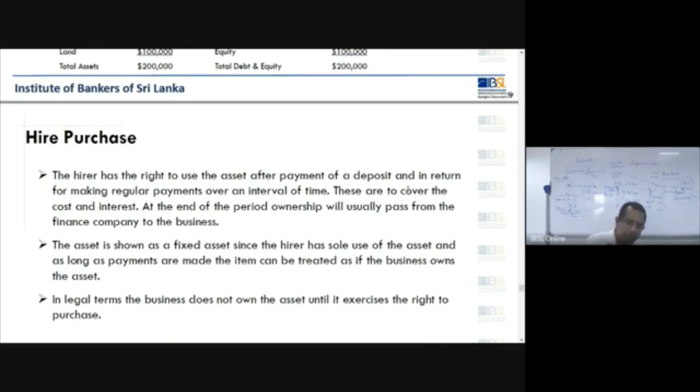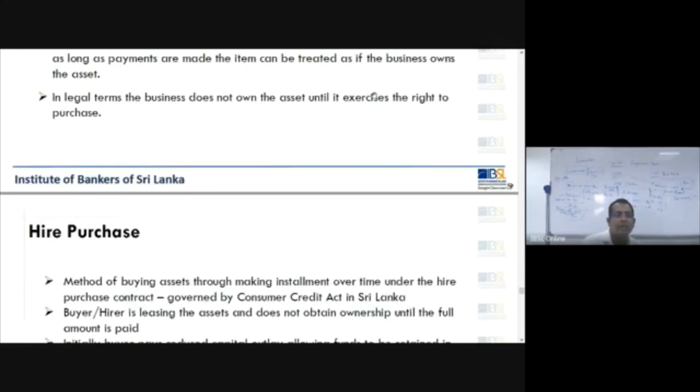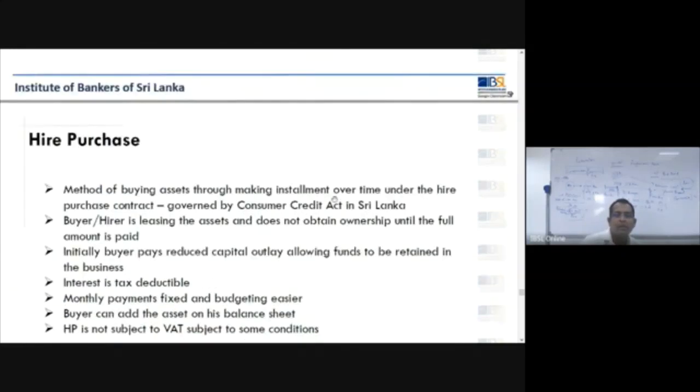The difference between financial lease and hire purchase is that when the customer settles 75% of the rentals, absolute ownership will not be available for the lessor. Then it is like a mortgage. If you want to repossess, you need to go to courts and take the vehicle, right? That is hire purchase. It is governed under the Consumer Credit Act of Sri Lanka.